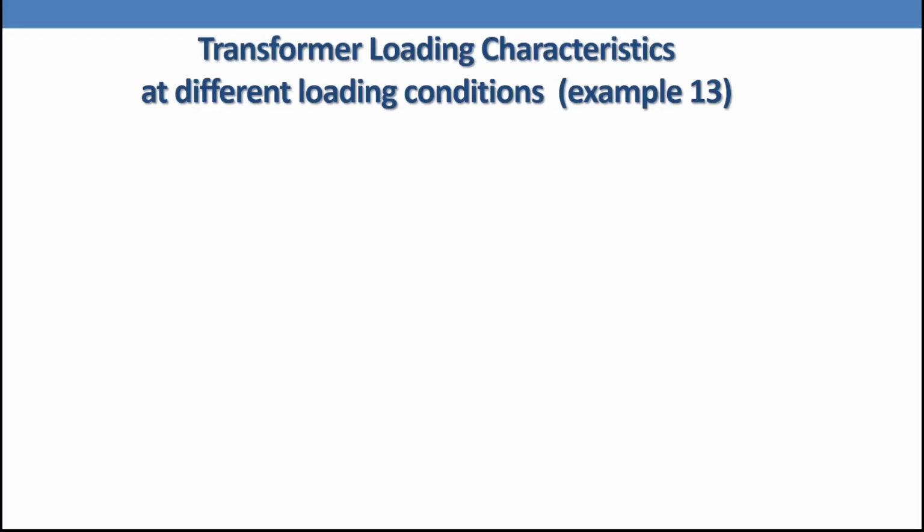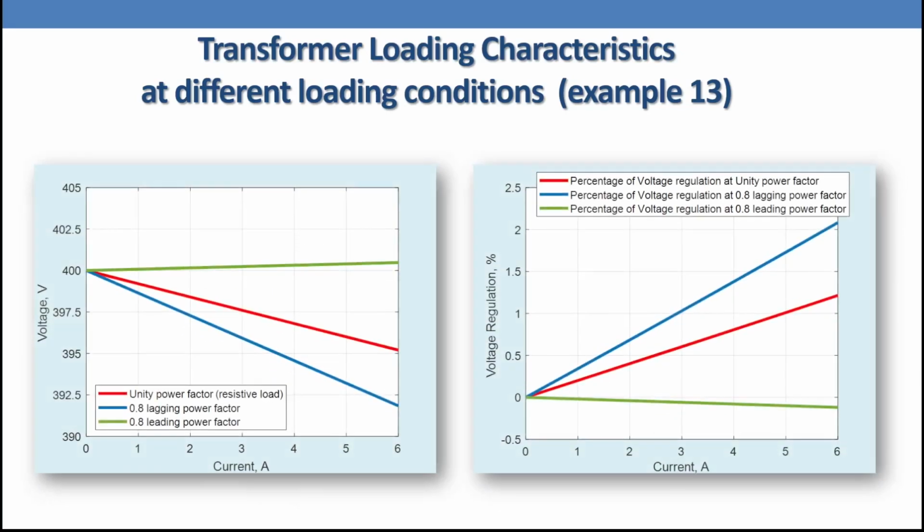What are the transformer loading characteristics at different loading conditions? For example, number 13, I built for you a MATLAB code, or M code, shown here, where the current changes from 0 ampere up to 6 ampere. And what is the load voltage at unity power factor, 0.8 power factor lagging, and 0.8 power factor leading. Definitely you can build that at different power factors, but that is just an example for 0.8 lagging and leading and unity.